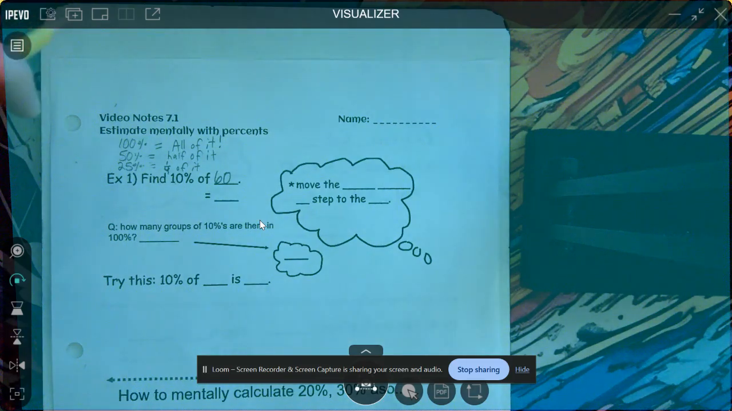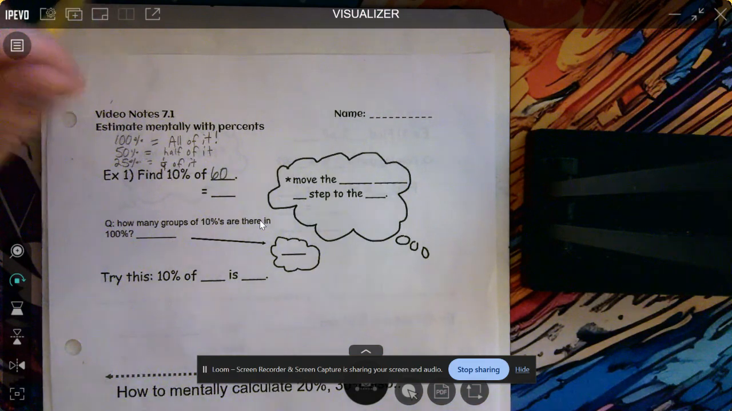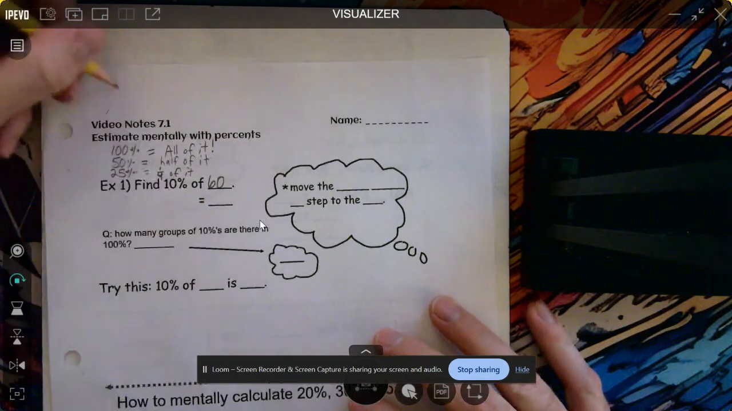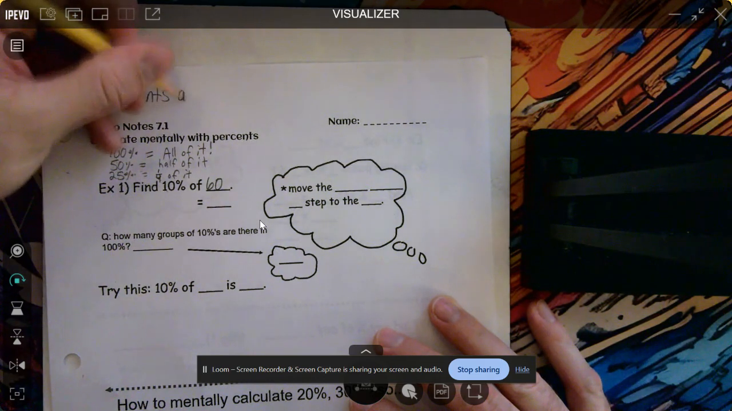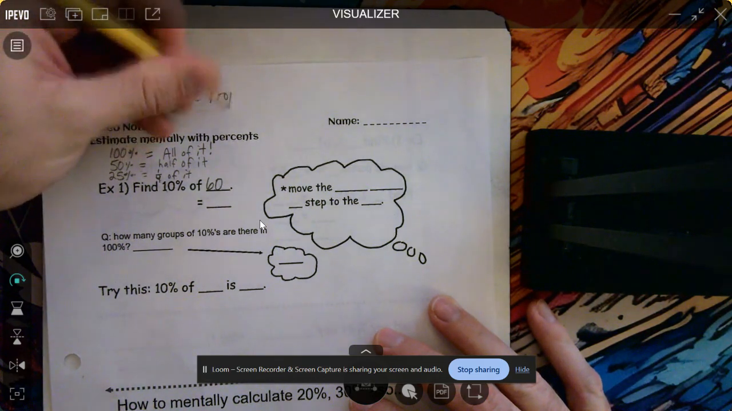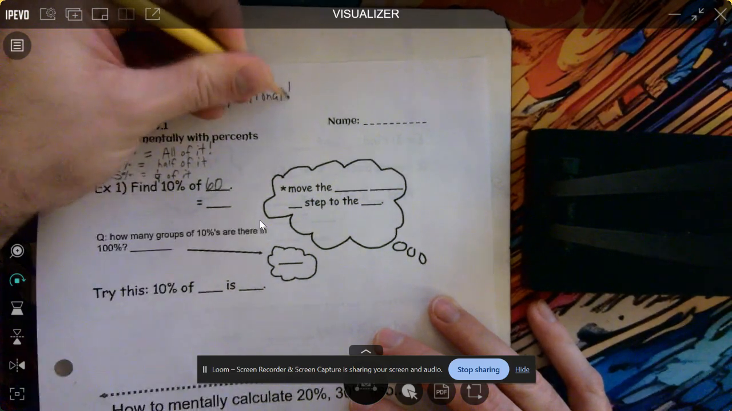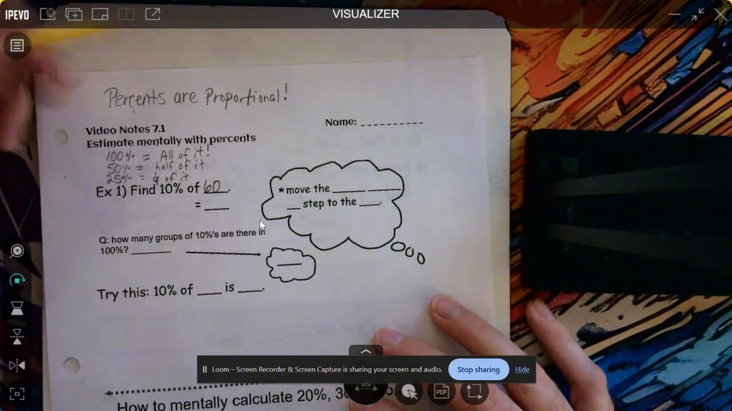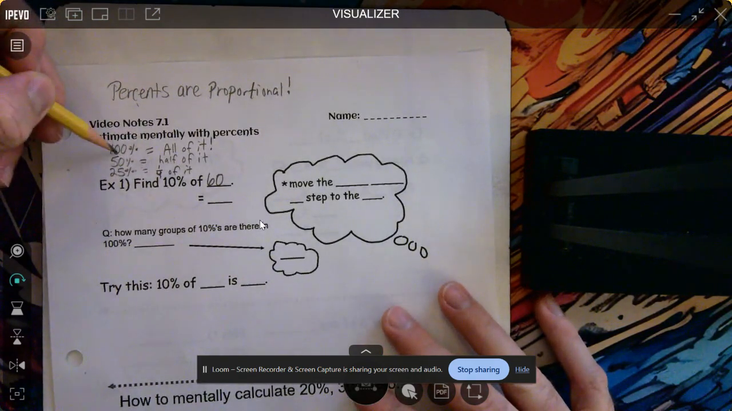Welcome to Unit 7, and in Lesson 1, we're looking at estimating mentally with percent. So, first of all, I want you to write, percents are proportional. This is going to go hand in hand with Unit 6, which is using proportional relationships to solve problems. Percentages are always going to be proportional. So I want you to write this down, please.